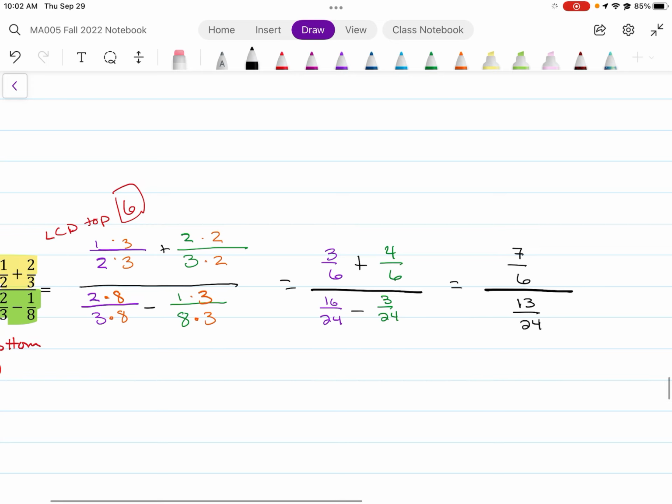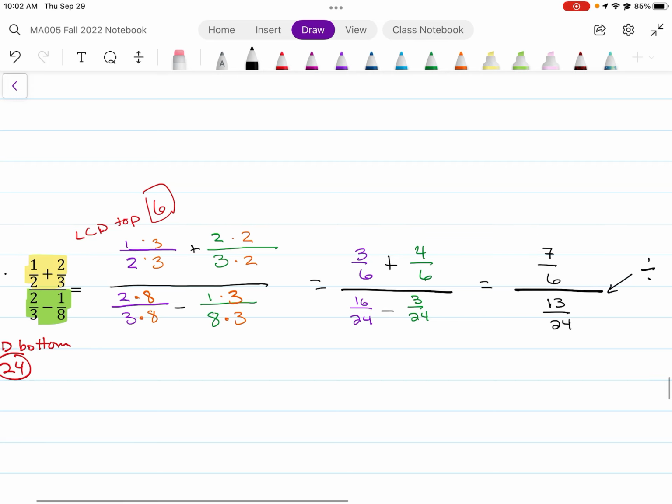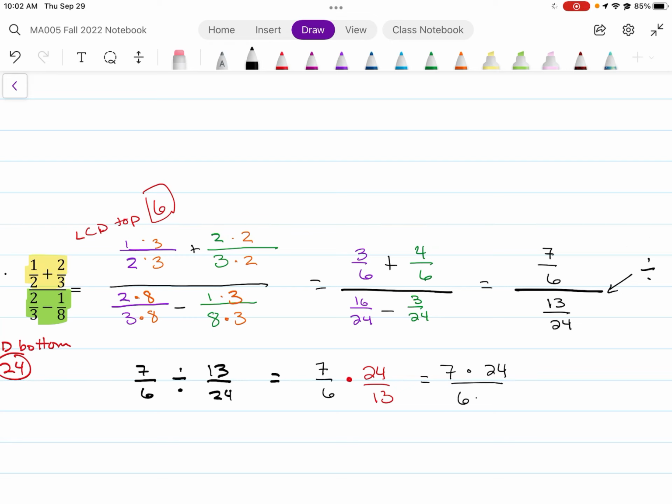All right, so now what does this thing mean, right? It means division. So that means I can take the top one, which is going to be 7 over 6, and it's going to be divided by 13 over 24. All right, keep, change, flip. So I'm going to say keep, change to multiplication, flip to 24 over 13. All right, so this is going to become 7 times 24 on top and 6 times 13.